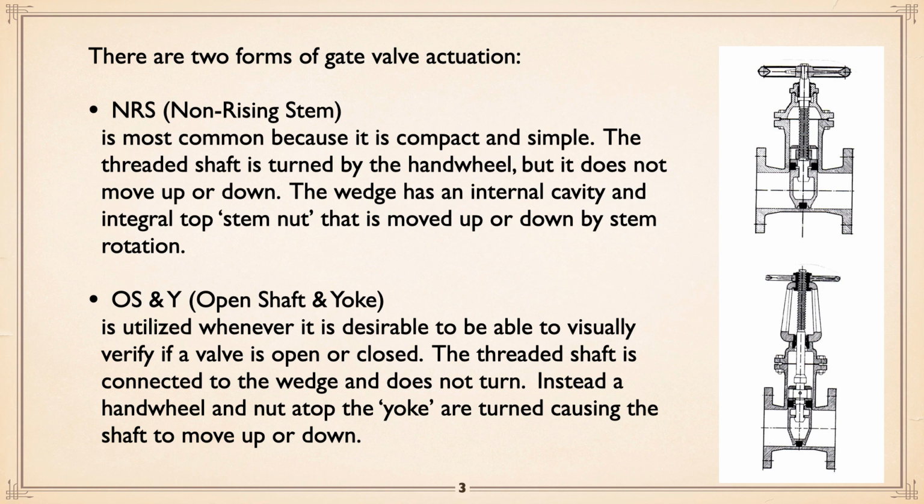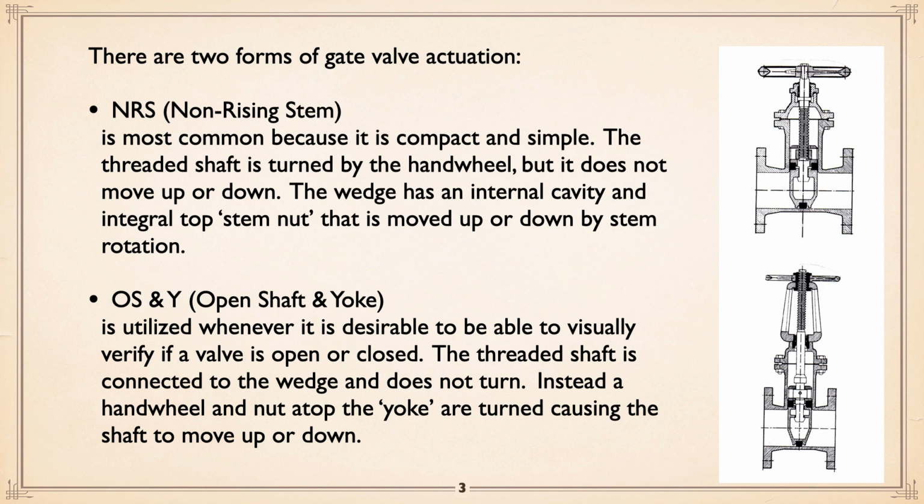Now, gate valves, and I apologize, there are two forms of gate actuation available. Non-rising stem, which means if you turn the handle, which turns the shaft, the shaft does not go up or down, but the wedge itself does, because there's a nut built into that assembly and the shaft is threaded, so as you turn the handle, the wedge will raise or lower. Okay?